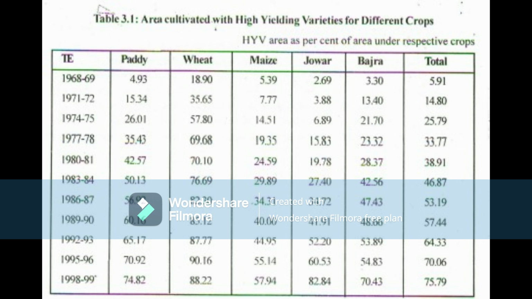Table 3.1: Area cultivated with high-yielding varieties for different crops. Look at the screen for table content.